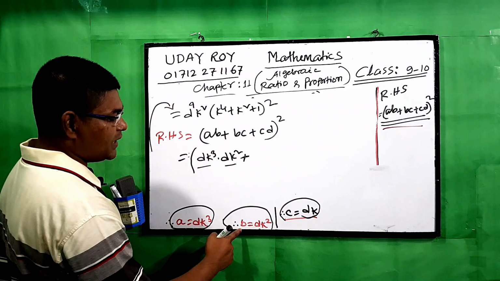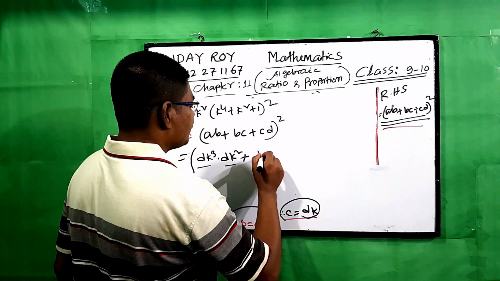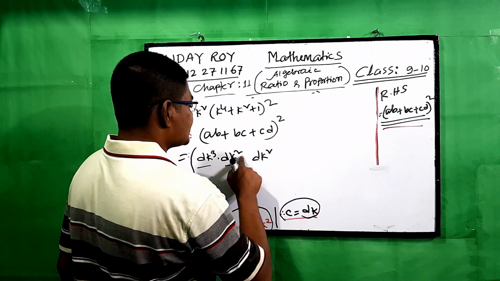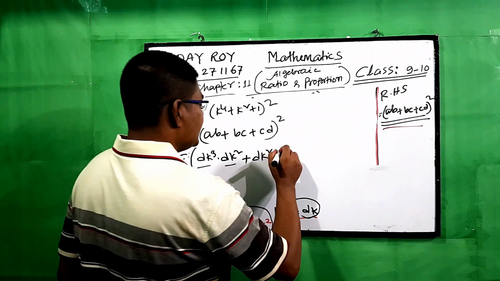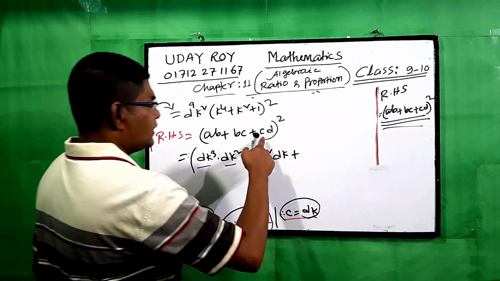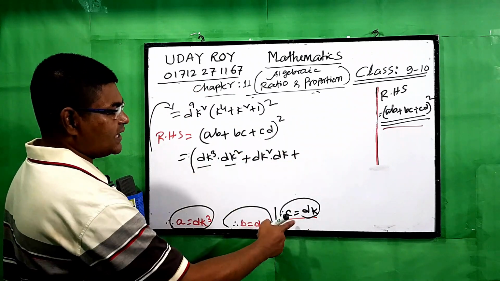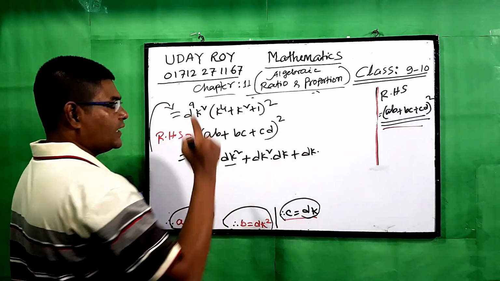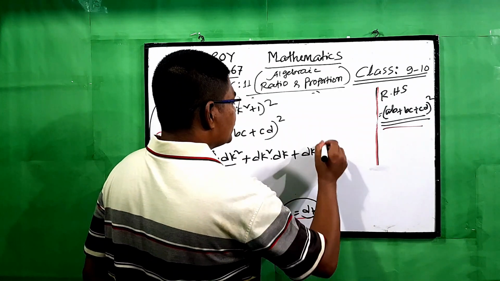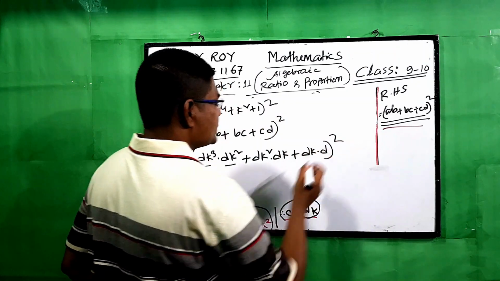BC. What is the value of B? dk square. Be careful, dk square. What is the value of C? C is equal to dk into d, dk into d. Here is the whole square, here is the whole square.